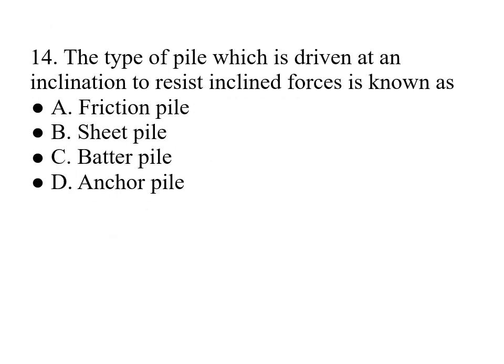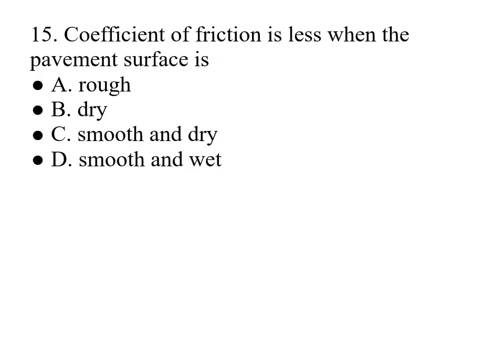14th question, the type of pile which is driven at an inclination to resist inclined forces is known as. Answer is option C, batter pile. 15th question, coefficient of friction is less when the pavement surface is. Option D is the answer, smooth and wet. Coefficient of friction is more where the pavement surface is dry.